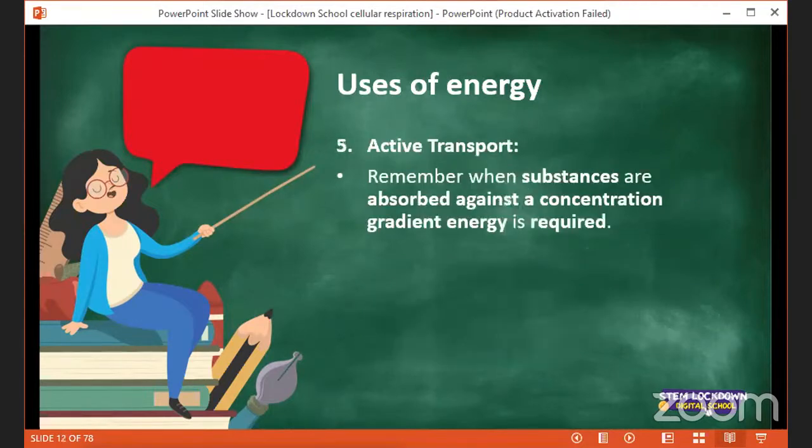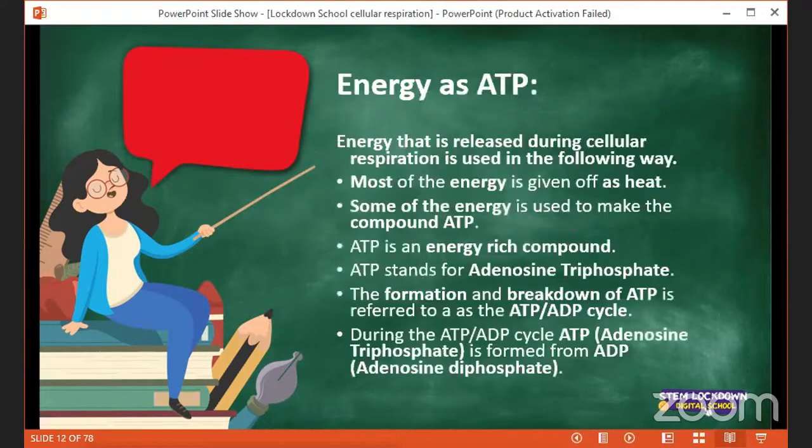Right, and then the fifth reason, it is for active transport. This is where substances are absorbed against the concentration gradient. Therefore, energy is required. Remember, we also dealt with active transport and diffusion when we were looking at absorption that happens in the villus. Right, cool.